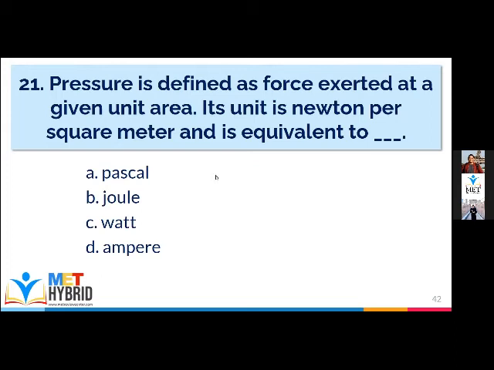So A, Pascal. Eventually, just remember that you have tables also for conversion. So try to review them also.